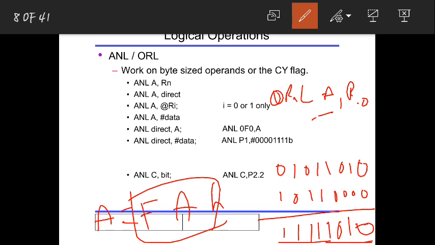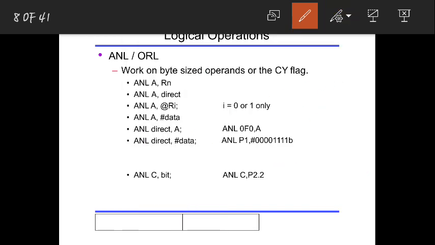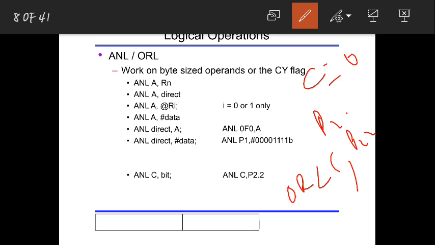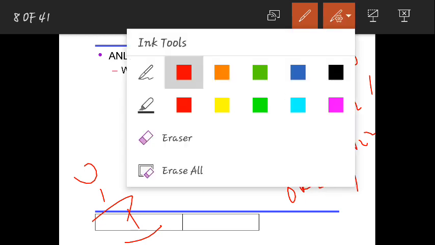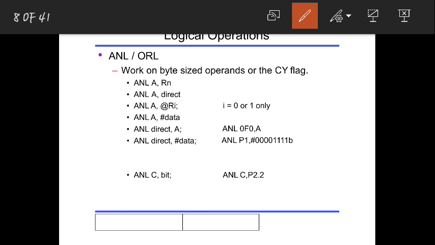You need to first know the operations AND, OR, XOR and how they function. Then you can easily put them into these instructions with different addressing modes and operate. In the same way, in all these different modes you can use the operation. For the last one, ORL C comma P2.2: if carry is 0 and P2.2 is 1, then 0 OR 1 gives 1, so 1 will be stored in the carry bit.